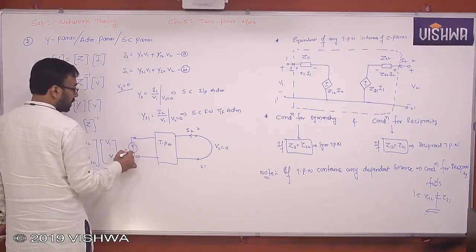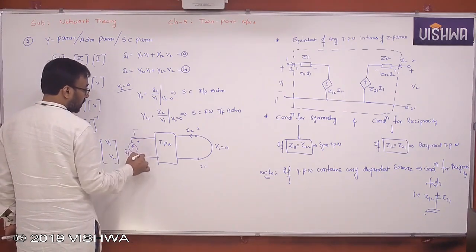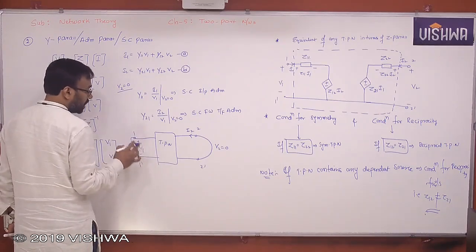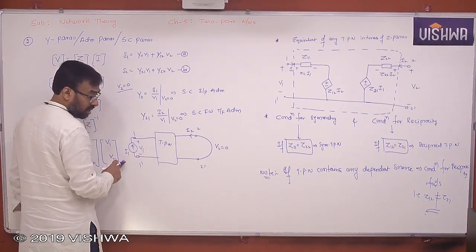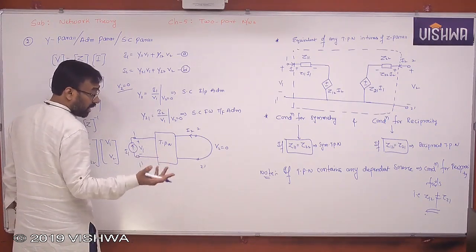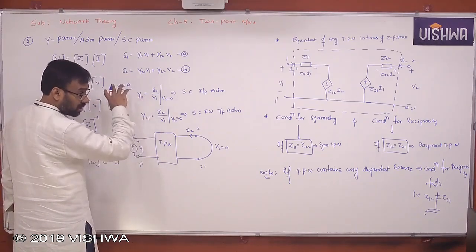Some I1 is injected at 1, 1 dash. Say this is V1, because the voltage across the 1, 1 dash terminals is V1. I can also connect a current source. That's not a problem. You can connect a voltage source or a current source, it doesn't make any difference. But I'm connecting a current source in this context just for variety, because I've already connected a voltage source.